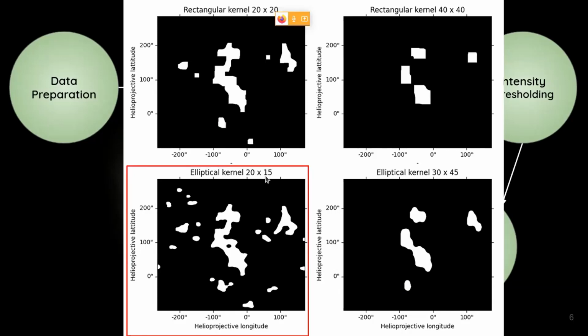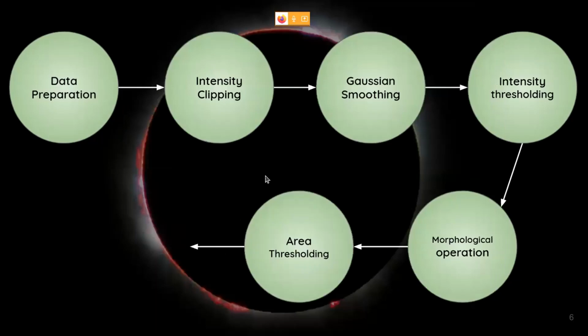After this, you can still see some network breakpoints in the background, even after all these processes. So this is the last step of eliminating the background noise. For this, we do area thresholding, because as you can clearly see, the network breakpoints are very small compared to the plage area. So we do area thresholding.